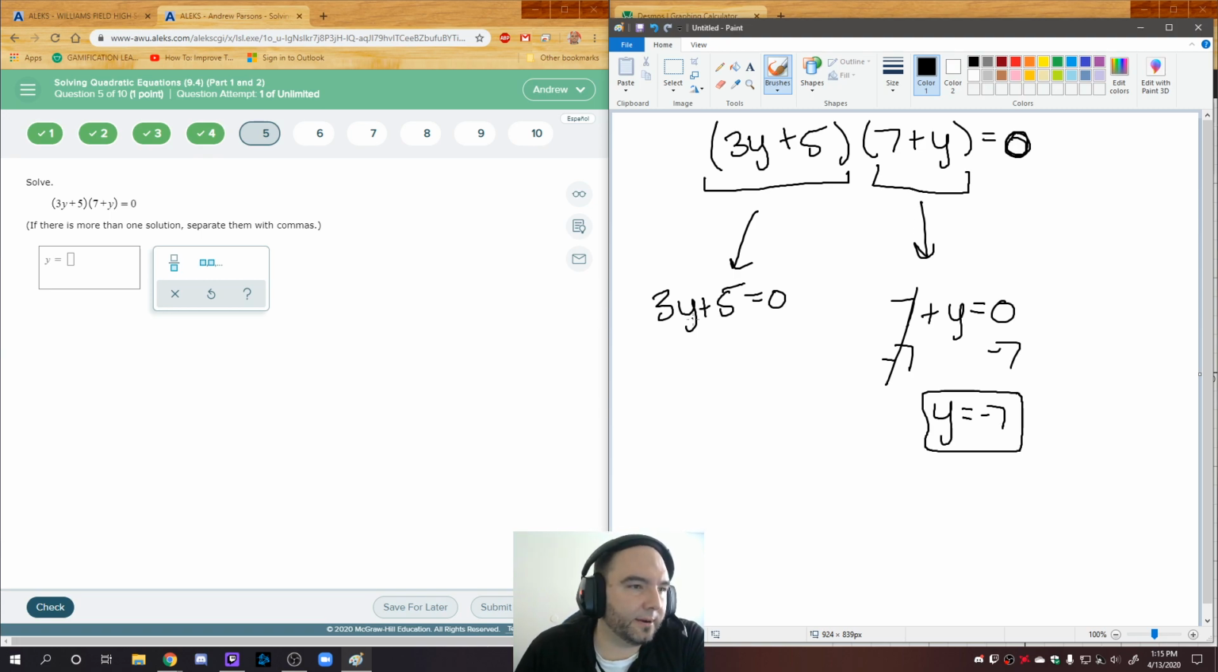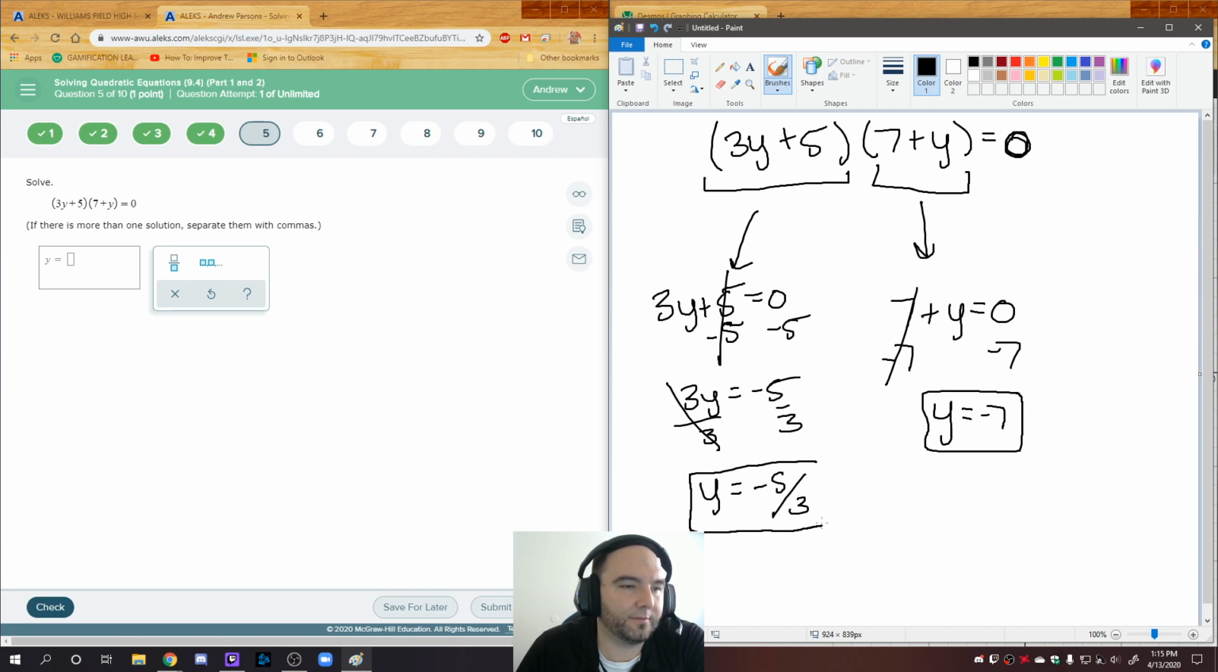The first one here, I need to subtract 5. So I get 3y equals negative 5, and then I divide by 3. And we're done, actually. Don't actually divide 5 by 3. Just leave it as a fraction, negative 5/3. It's okay if you write a fraction. If you want to make it negative 1.66 repeating, don't, because Alex won't like that. They probably want you to put an accurate answer. So leave it as a fraction, okay?